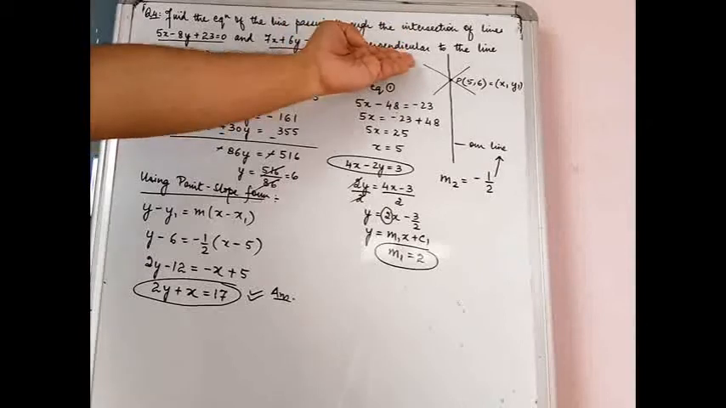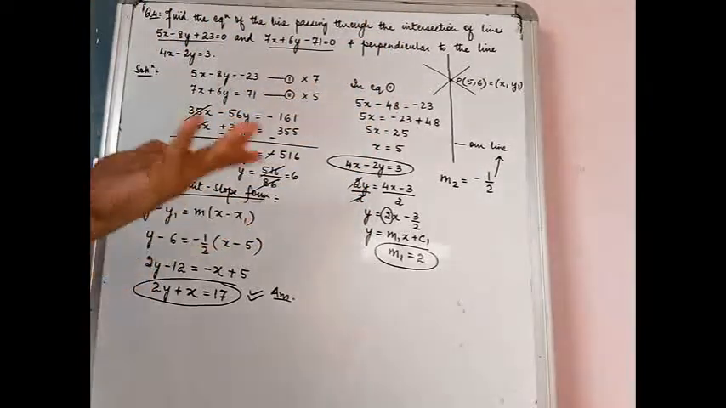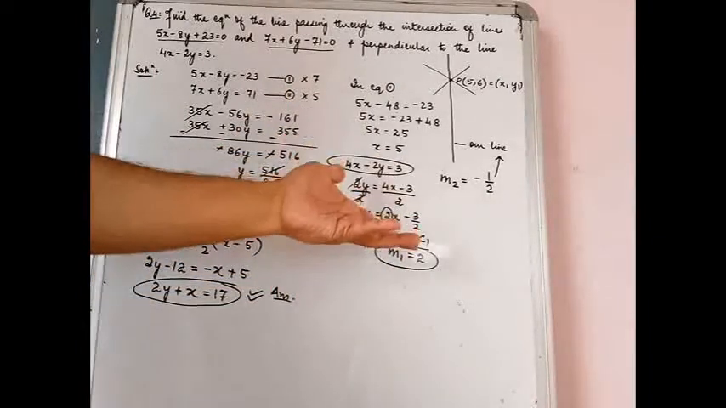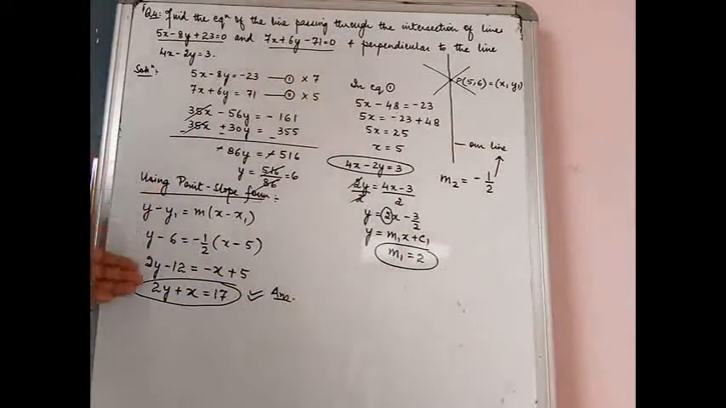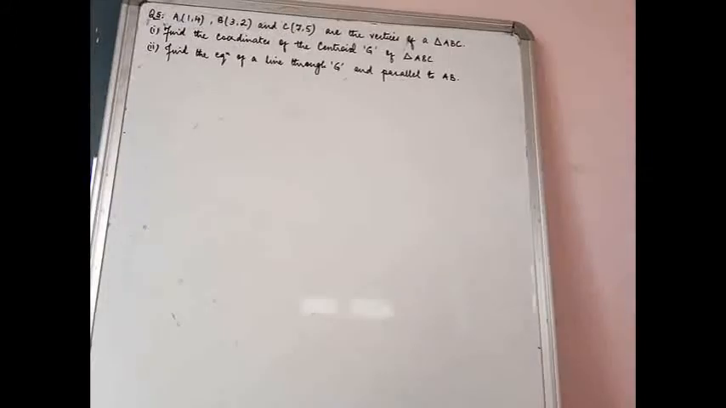So in this question, they were perpendicular. There can be a question in which the lines are parallel. So in that case, this slope will itself become the slope of our line. And then obviously we apply the point slope form. So that is your answer. Let us now move on to the next question.